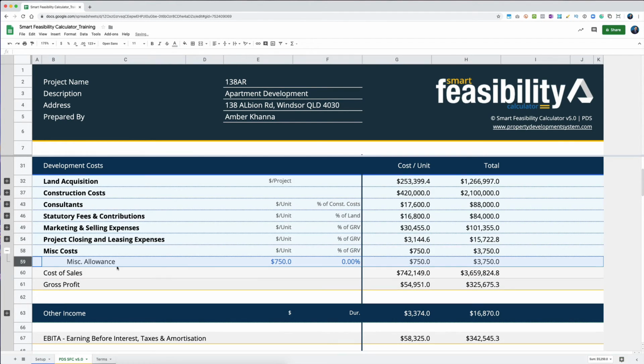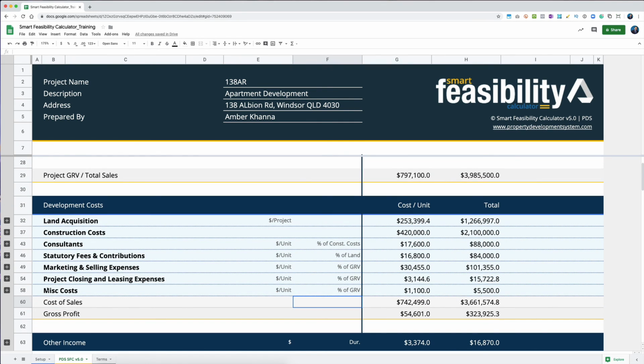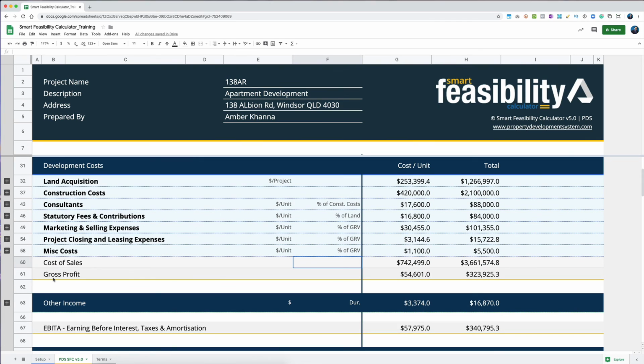Under miscellaneous costs, we have a miscellaneous allowance. I've allowed $750, let's just make that $1,100 per unit. That way, I've allowed an extra bit of costs in there, and that's pretty much it. So once all our development costs are sorted here, we'll have our cost of sales, and we'll have a gross profit at this stage per unit. So I'll catch you in the next section.